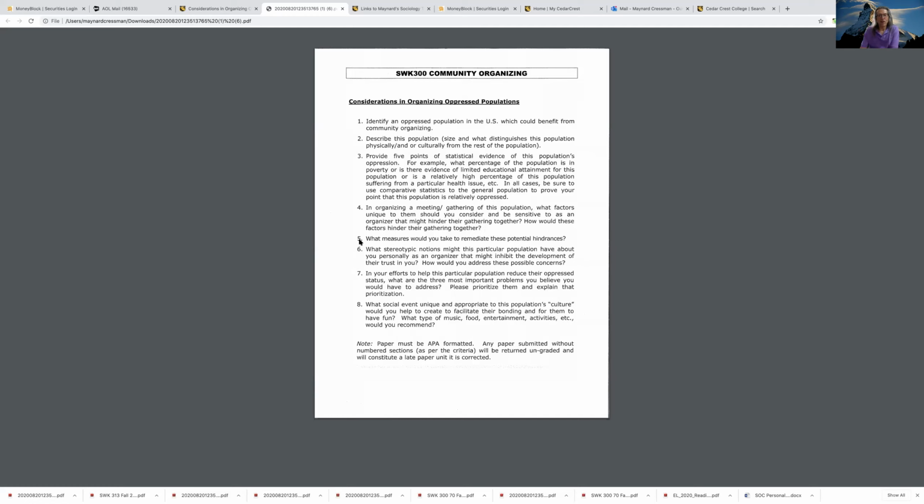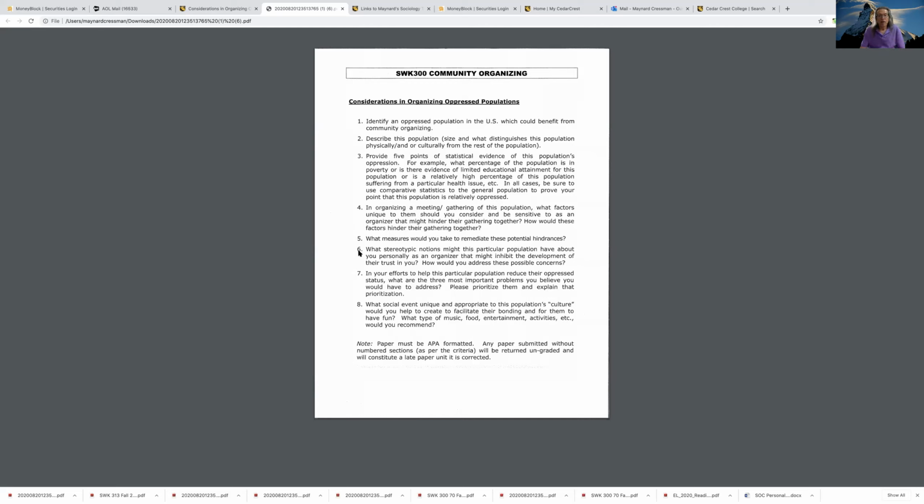Number 5, and what are you going to write in your paper? What measures would you take to remediate these potential hindrances? So all you're doing is reflecting back. If you mentioned 3 different hindrances to getting them together, these could all be obstacles. Then go right back through these. For the first one I mentioned, here's what I would do about it. For this one, here's what I would do about it. And for this hindrance or this obstacle, here's what I would do about it. So 5 is simply reflecting back on 4 and telling me what you would do about it.